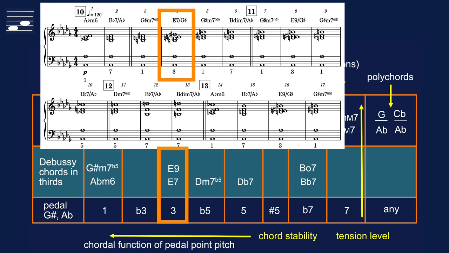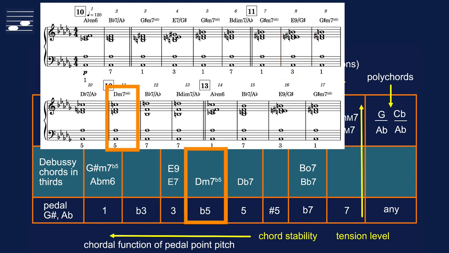Next are the 2 first inversion dominant 7th chords, starting with E dominant 7 over G-sharp. And here is the highest tension chord, the inverted E dominant 9 chord. The pitch A-flat is the lowered 5th in the second inversion D half diminished chord.